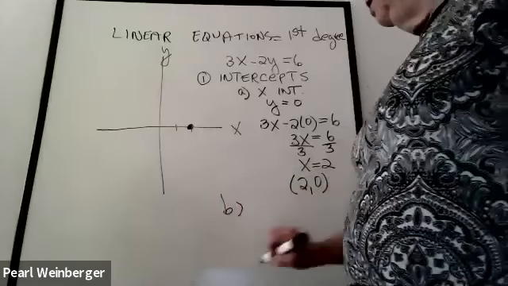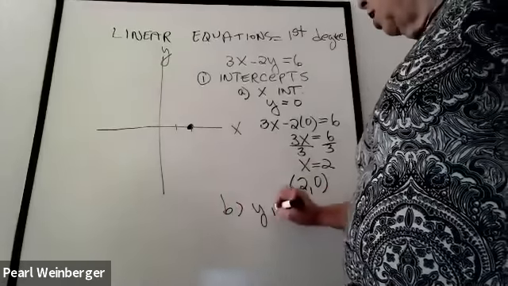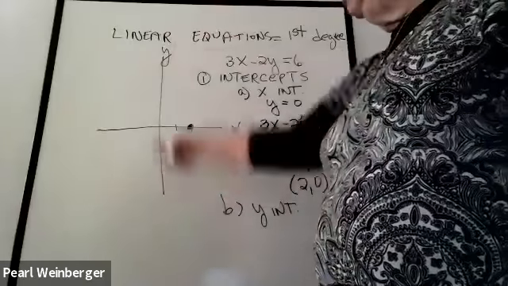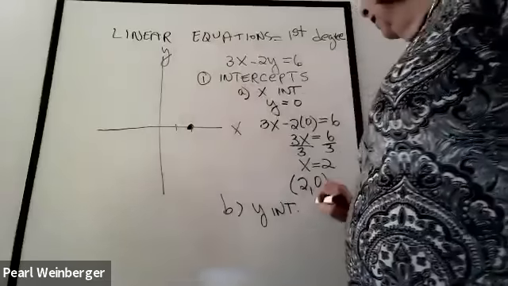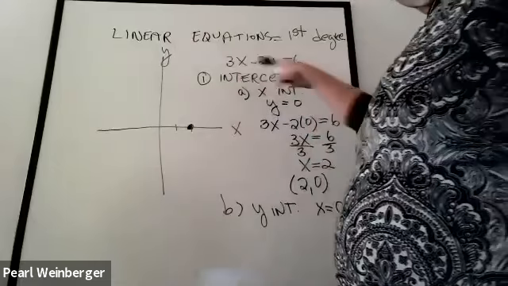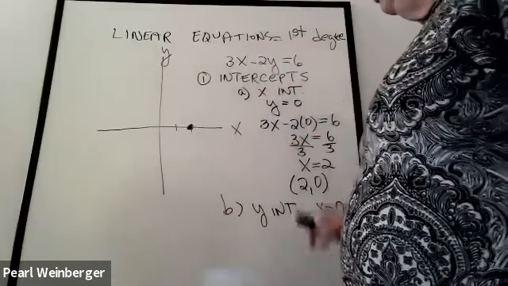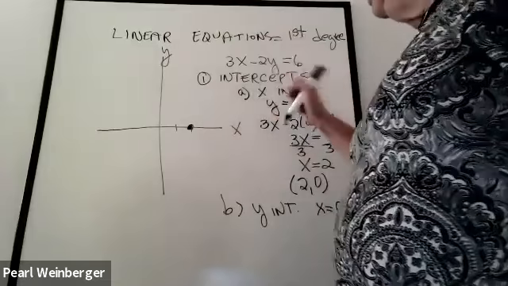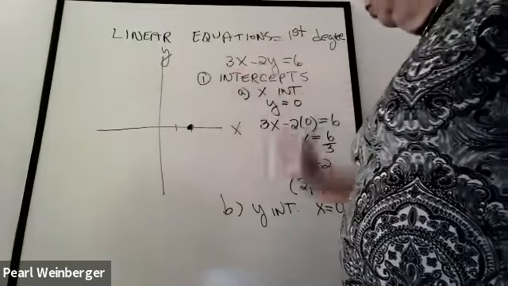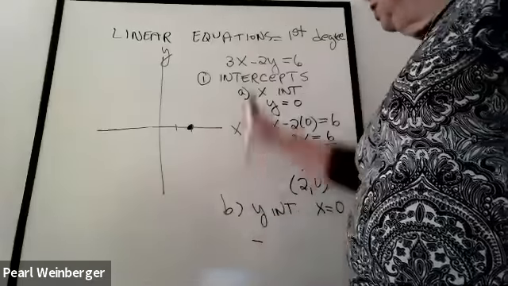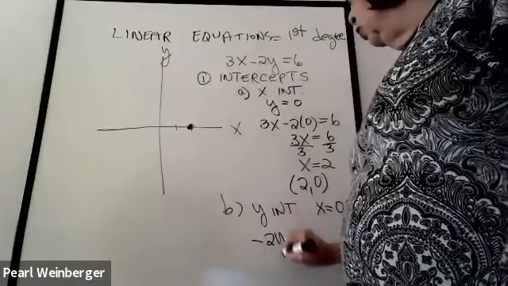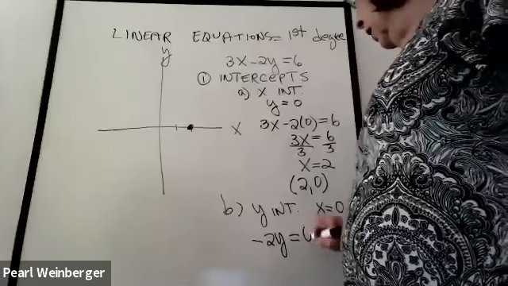How do we find the y-intercept? Well, if you think about it, in order for it to be on the y-axis, the x has to be equal to 0. So take your equation, your 3x minus 2y equals 6, and replace your x now with 0. So what will you get in that case? You'll get 3 times 0, which is 0, minus 2y equals 6.